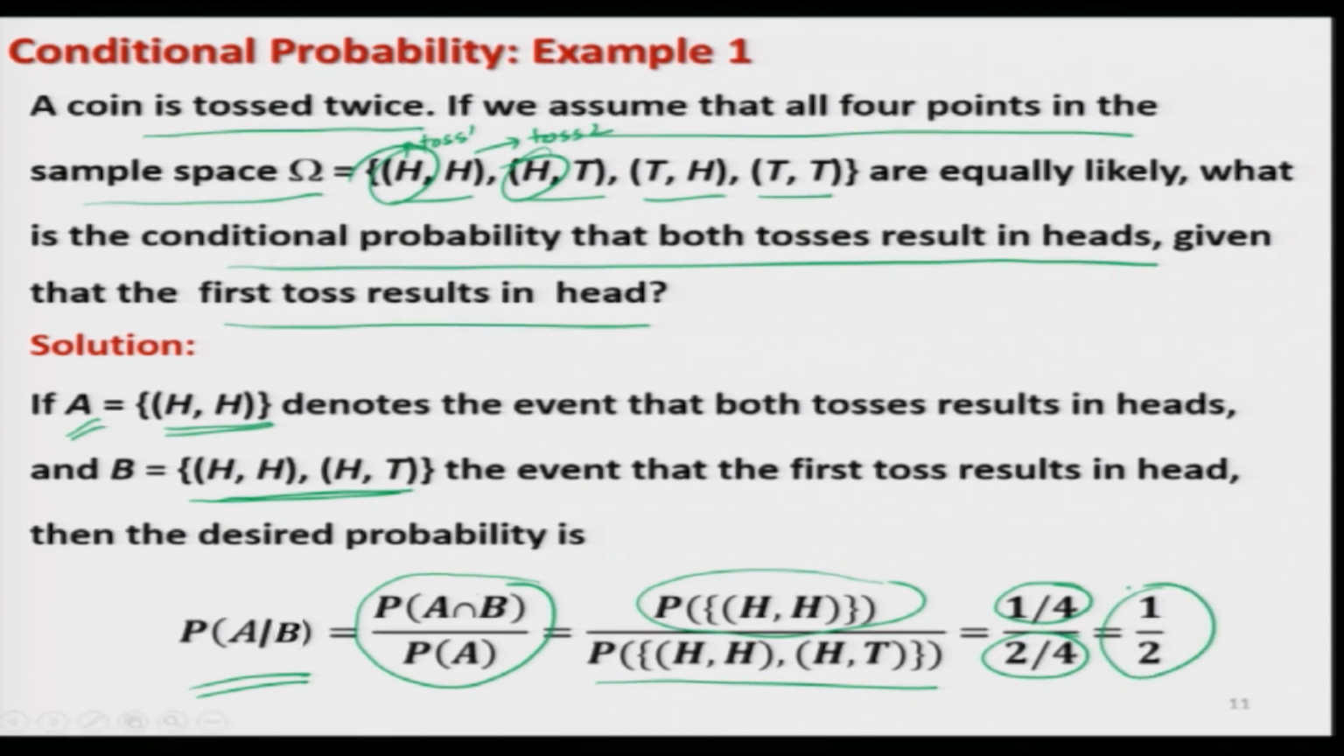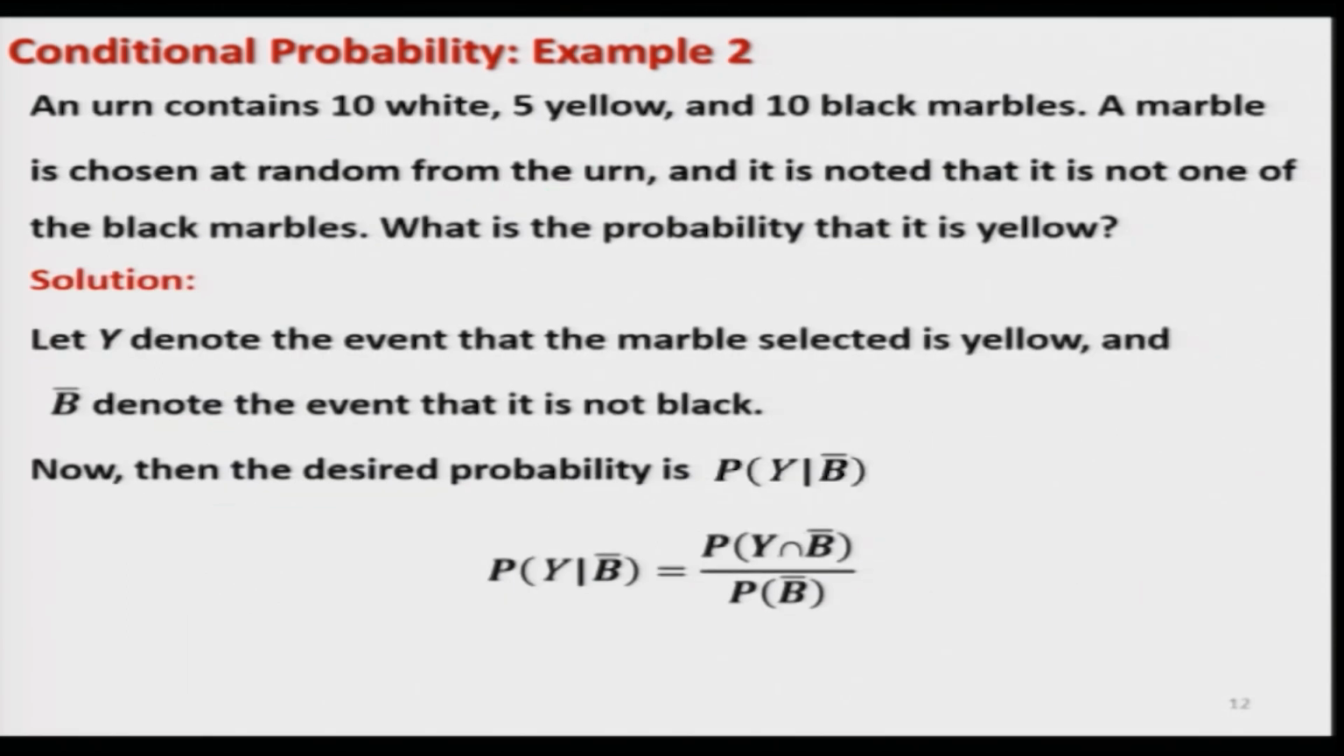So, this is the basic concept of the probability theory over here. Now we consider one more example. Suppose there is an urn which has 10 white, 5 yellow and 10 black marbles. Marbles, you know, are the small glass balls with which we used to play in our childhood.